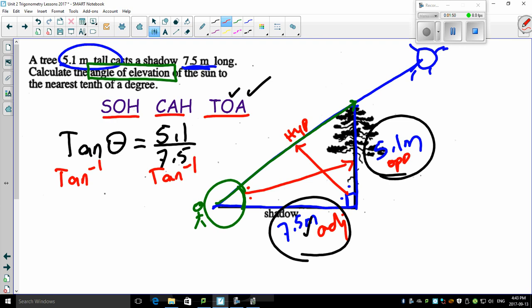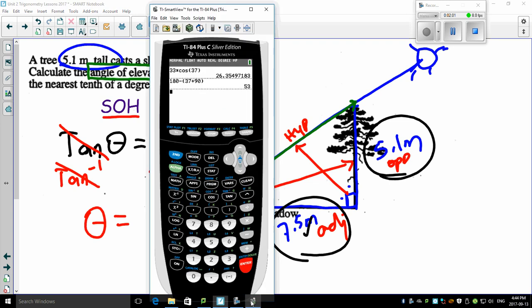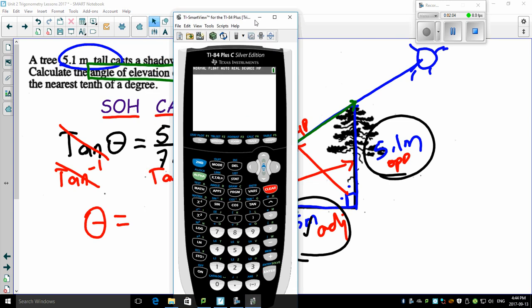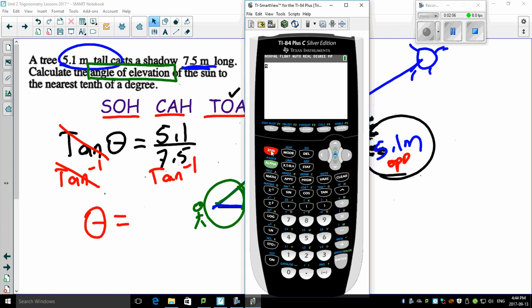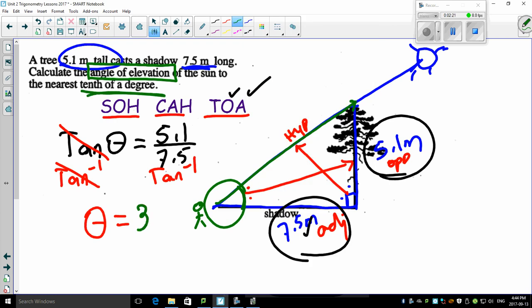Inverse tan. So if an angle is given, use tan. If the angle is not given, use the inverse, because like before, the inverse cancels that out. And this would be the inverse tan of 5.1 over 7.5. So second tan, 5.1 divided by 7.5, bracket, enter, and you get 34.2 degrees. And it says to the nearest tenth, right there, 34.2 degrees would be your answer.